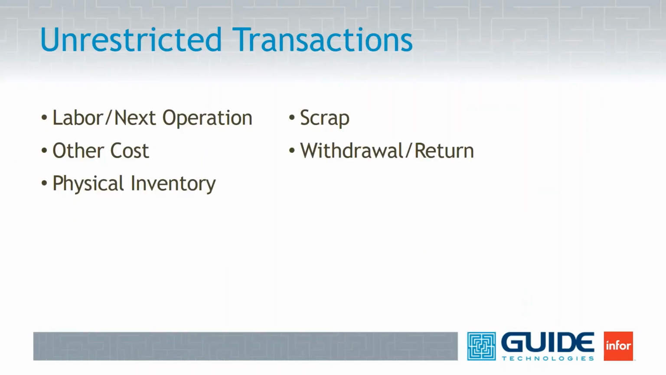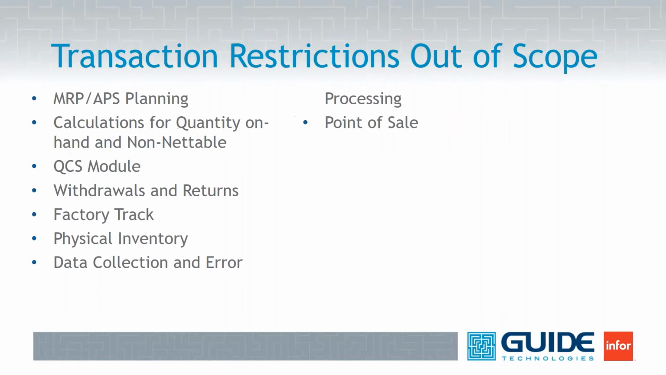As I said, a better question as far as where they're used might be where they're not used. That's a simpler question to answer. Labor and next operation, other cost, physical inventory, scrap and withdrawal and returns are not someplace where you would see a transaction restricted. Those are unrestricted transactions. Other areas where they would be out of scope: planning, calculations for quantity on hand and non-nettable, anything within the QCS module.